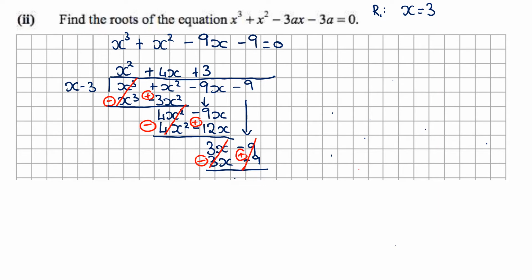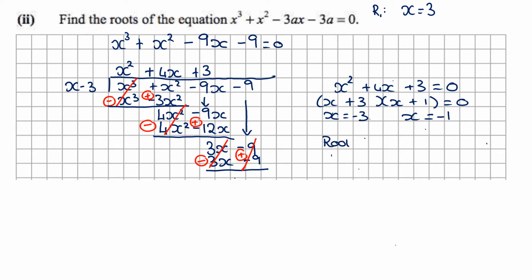So we now have a quadratic x squared plus 4x plus 3, and we want to solve this. So you can use your guide number here, that's absolutely fine. And when you do, you'll end up with x plus 3, x plus 1 is your brackets, and you'll get x is equal to minus 3, and x is equal to minus 1.